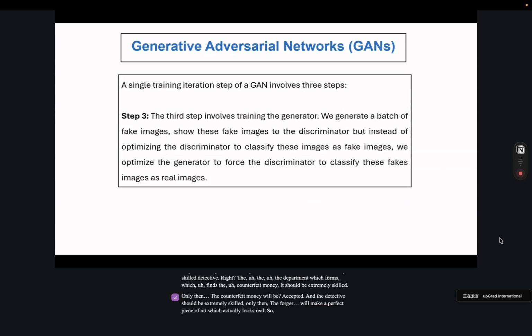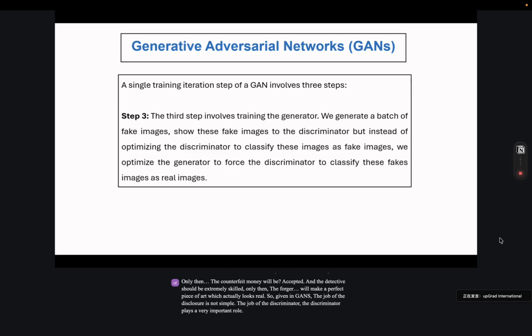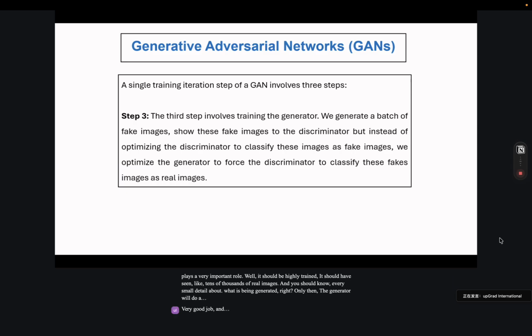So, even in GANs, the job of the discriminator is not simple. The job of the discriminator plays a very important role where it should be highly trained. It should have seen tens of thousands of real images and it should know every small detail about what is being generated, right? Only then the generator will do a very good job, and cheating the discriminator should actually be a very difficult task.